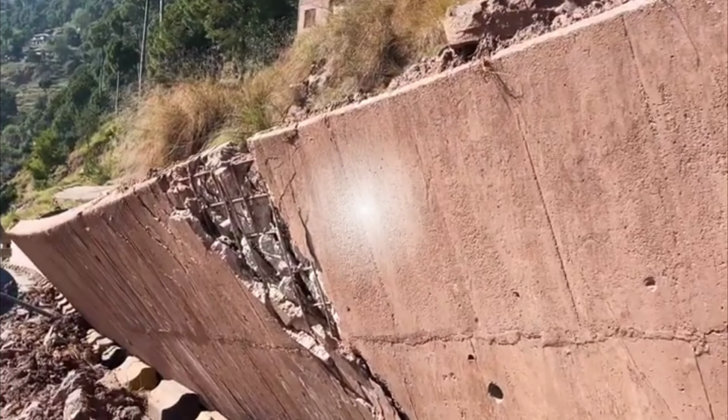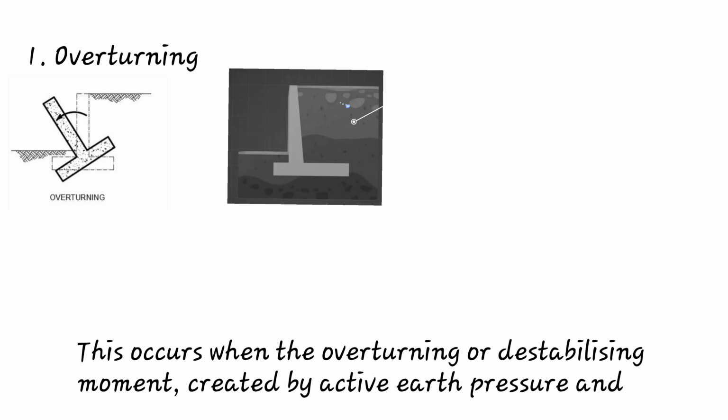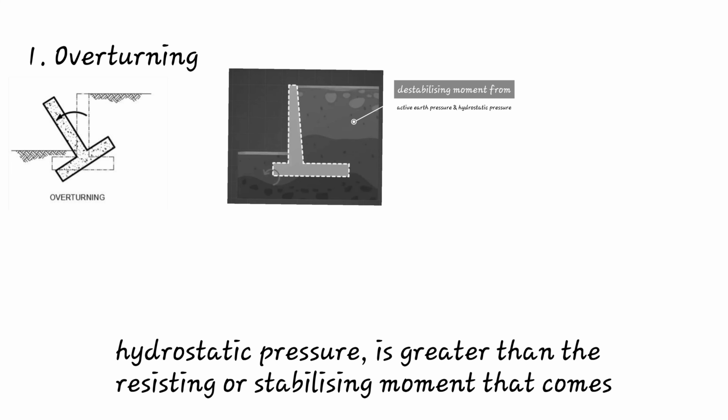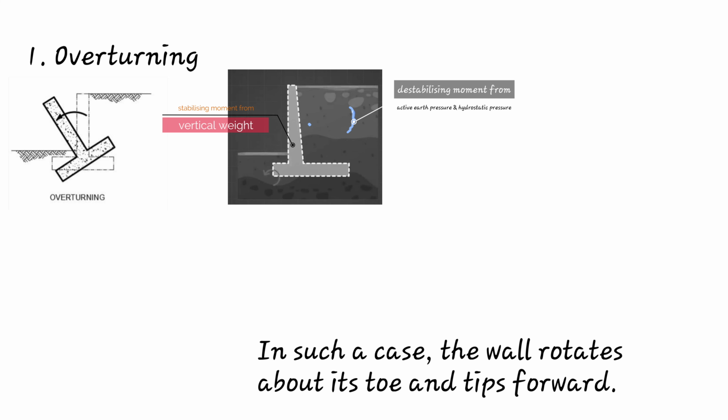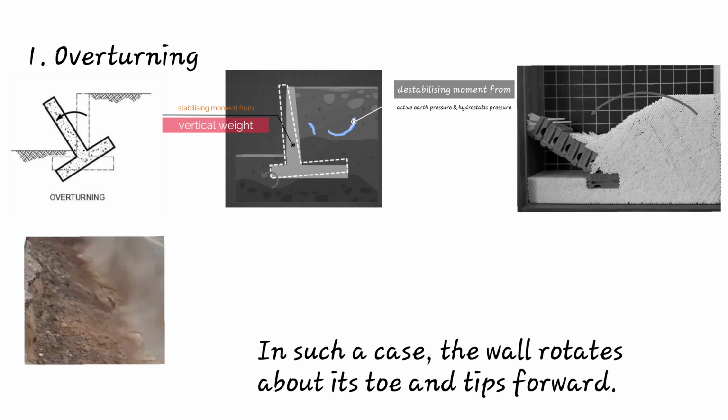They are: 1. Overturning. This occurs when the overturning or destabilizing moment, created by active earth pressure and hydrostatic pressure, is greater than the resisting or stabilizing moment that comes from the wall's vertical weight. In such a case, the wall rotates about its toe and tips forward.